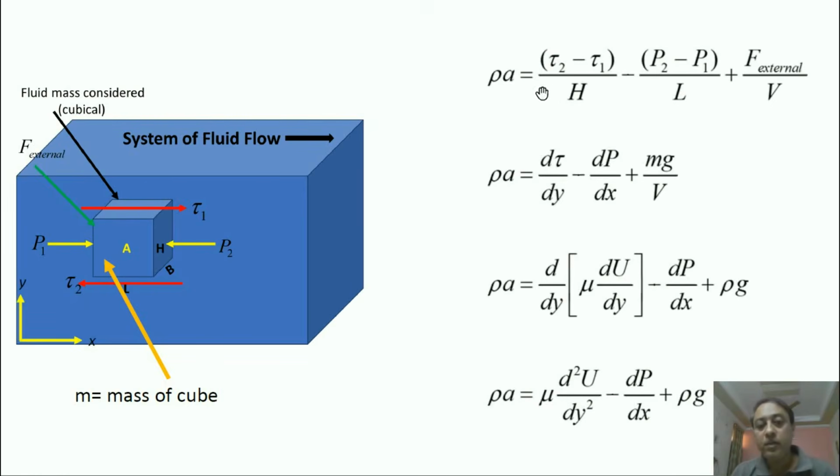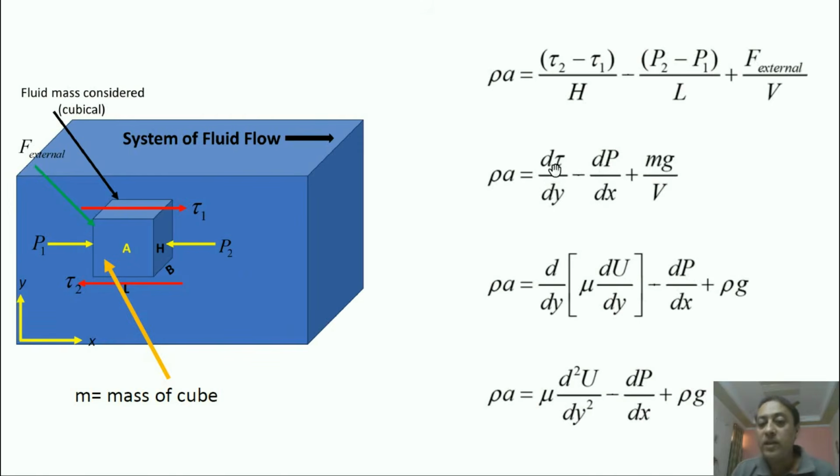Now, furthermore, in case we want the differential form, consider this cube to be of very small size, with del x, del y, del z as the dimensions. In that case, this h can be written as dy because it is in the direction of y, and this l is in the direction of x, so it is written dx. Here the external force F can be written as mg, that is gravitational force. Reason being, normally this external force is gravitational force. It can be of any type, but in general it is taken as gravitational force acting on the fluid element. And mass upon volume is density. So rho A equals d tau upon dy minus dp upon dx plus mg upon V.